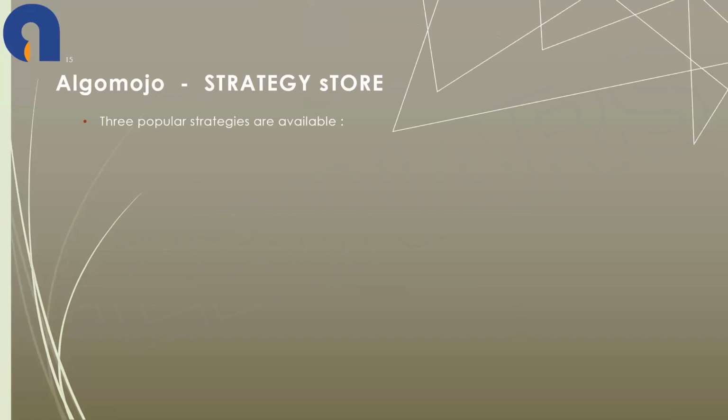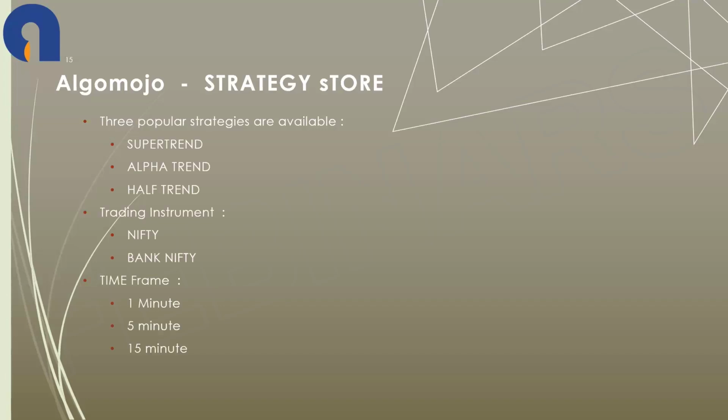Yeah, there are some very popular strategies available in TradingView. So for users, we have created a strategy store. In case you are interested, you can have a look at it. What we have typically provided is Super Trend, Half Trend, and Alpha Trend. These are available readily on our platform, and you can use these strategies for trading in Nifty or Bank Nifty. The time frames available are 1 minute, 5 minute, and 15 minute. And these are all for ATM options and positional trades. So these are standard settings.